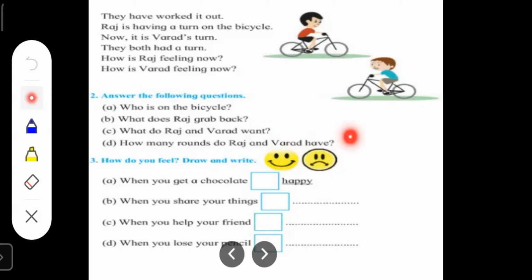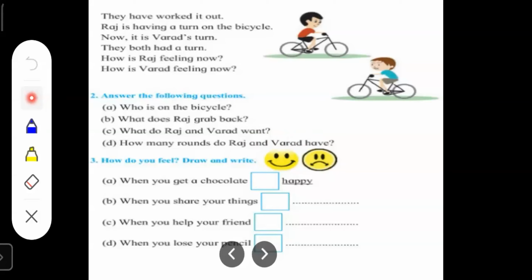Children, you can see here 2 faces are given. One face is happy and one face is sad. When you share things with others, you also feel happy. But when you fight with others, you can see all are sad and angry. So children, as far as possible, you should share your things with others so that you and others are also happy.